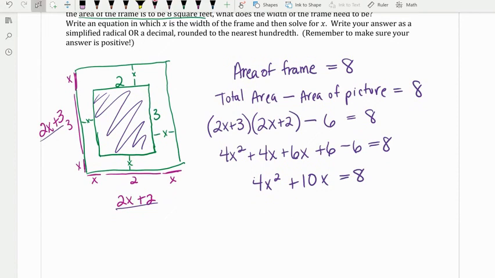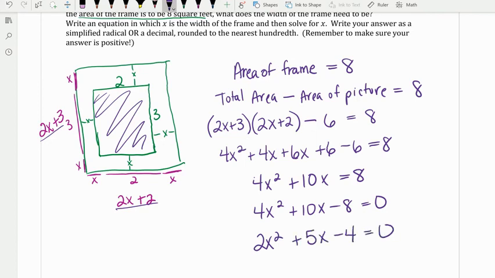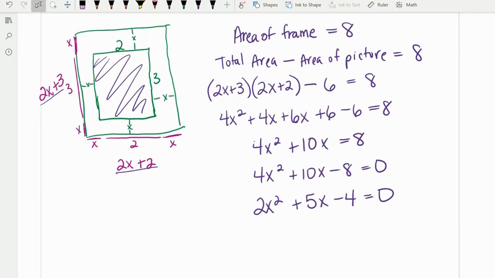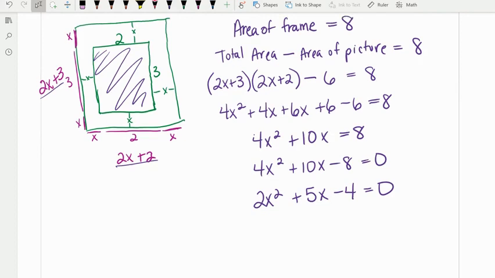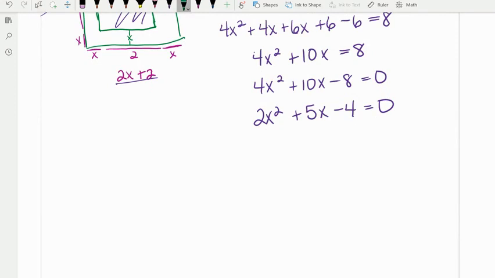That's a quadratic, so I'm going to get it equal to 0. So 4x squared plus 10x minus 8 equals 0. To make this easier, I can divide all of that by 2, so we get 2x squared plus 5x minus 4. If I try to factor that, I would need something to multiply to negative 8 and add to 5. That is not going to work, because all I can do to multiply to 8 is 2 and 4 or 1 and 8. That's not going to give me a 5. So I'm going to use either complete the square or the quadratic formula to solve. I'm going to do the quadratic formula.